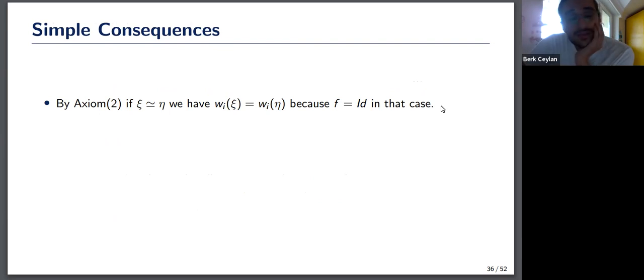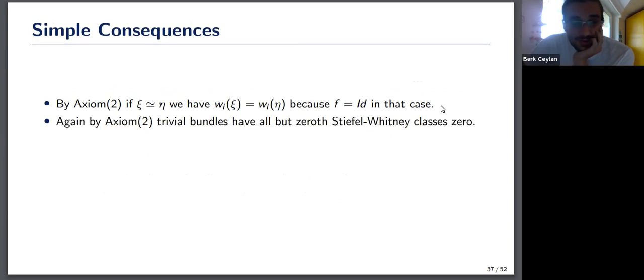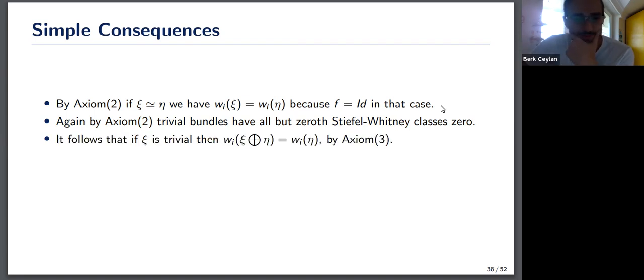Now let's look at some simple consequences. By the naturality axiom, if two vector bundles are isomorphic, their classes are equal, because the pullback of the identity is the identity. And by the axiom, the trivial bundles have all but the zeroth Stiefel-Whitney classes equal to zero. This is because trivial bundles have bundle maps with range a vector bundle over a single point, so their pullback is zero, except for the zeroth class.